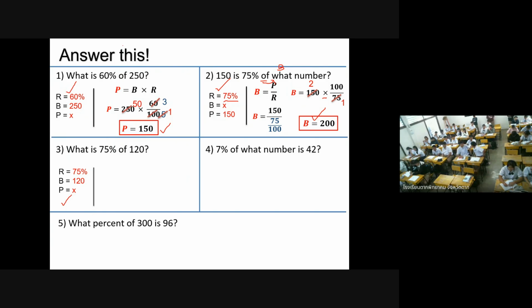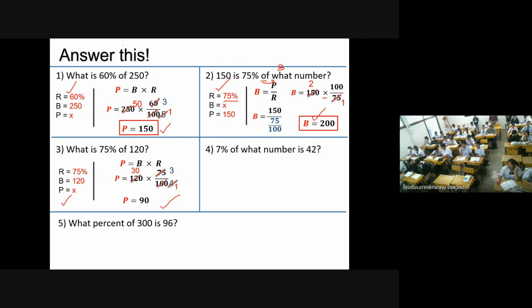And again, percentage is equal to base times the rate, P equals B times R. And what is our base? That is 120 times 75%, which is 75 over 100. Now, let's simplify. 75 over 100 is 3 over 4. Now, 120 and 4, this is 30, this is 1. Now, what is 30 times 3? 90. One check for this. So with the question, what is 75% of 120? The answer is 90.